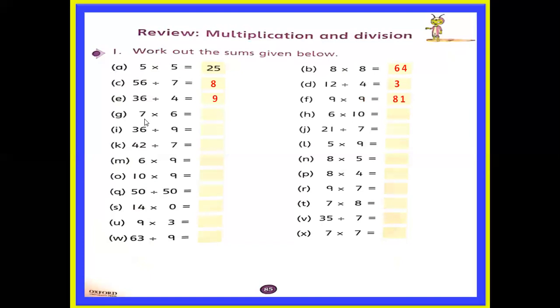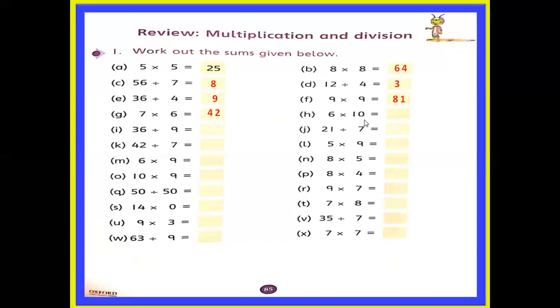G part, a multiplication sum, 7 multiplied by 6. So both numbers are different. You can read the table of 6 up to 7 times or the table of 7, 6 times, no problem. So I'm reading 6 1 is a 6, 6 2 is a 12, 6 3 is a 18, 6 4 is a 24, 6 5 is a 30, 6 6 is a 36, 6 7 is a 42. So what is the answer? 42.